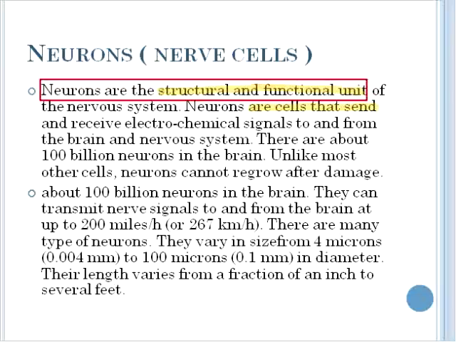In short, they are cells that send out and receive electrochemical signals to and from the brain, and there are about 100 billion of them in the brain. Now, unlike most other cells, neurons cannot regrow after damage. They are capable of transmitting nerve signals to and from the brain at up to 200 miles per hour. And there are many different types of neurons. They vary in size from 4 microns to 100 microns in size, and their length varies from a fraction of an inch to several feet.